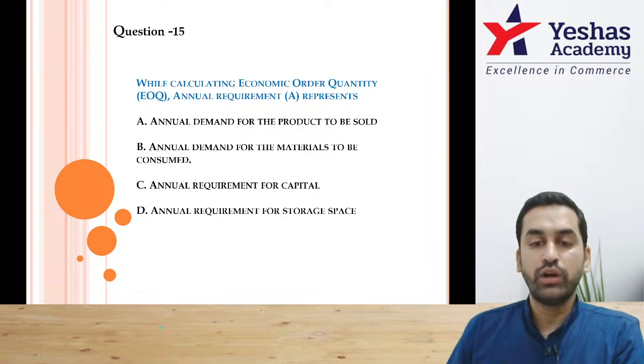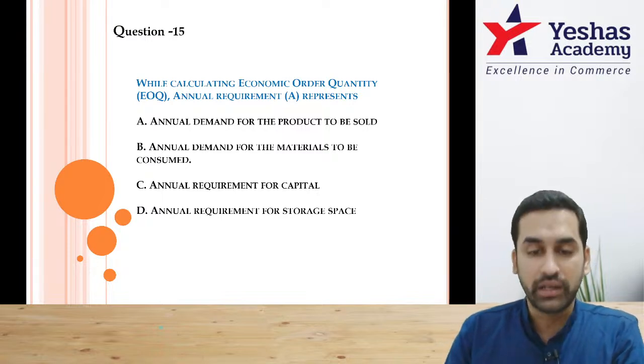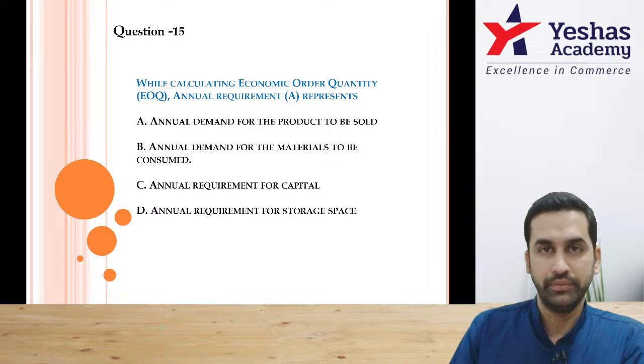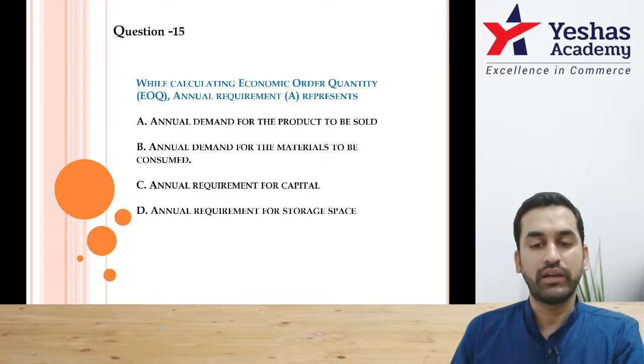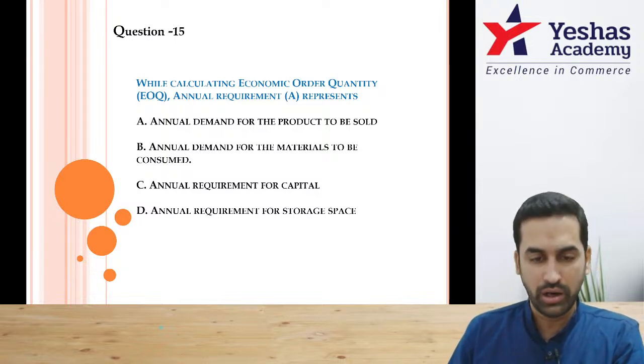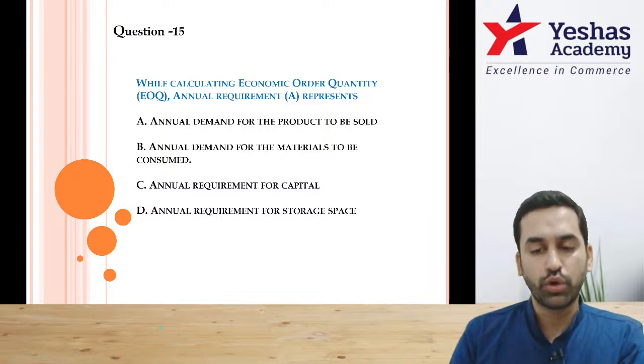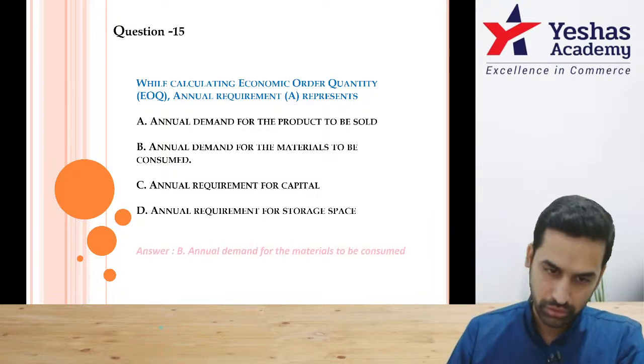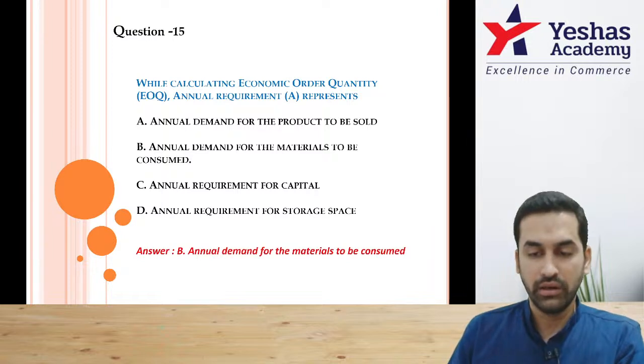Option B, annual demand for the material to be consumed. This looks correct to me. Option C, let me read. Annual requirement for capital, definitely not. Annual requirement for storage space, no, no, no. Wrong answer. Option B is the correct answer.